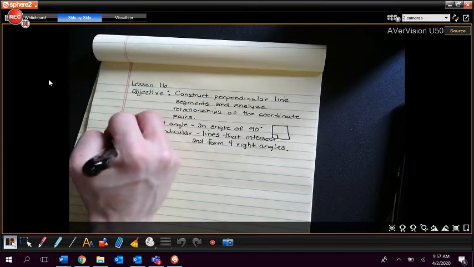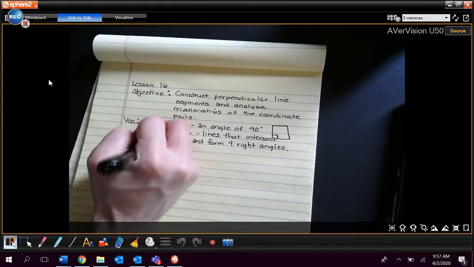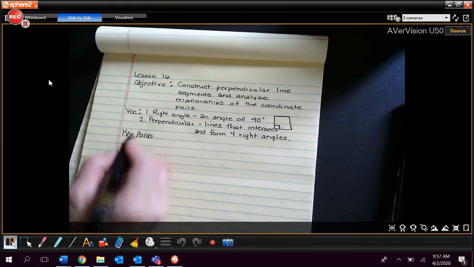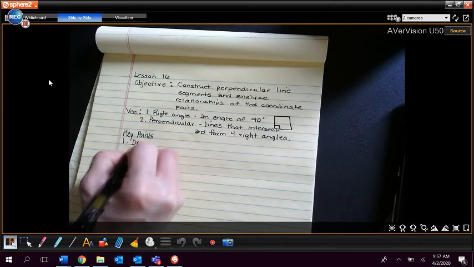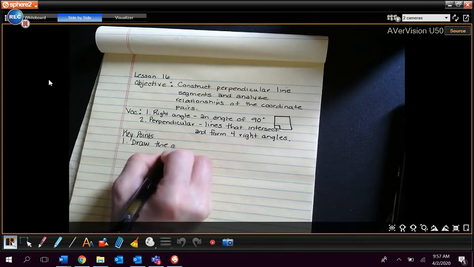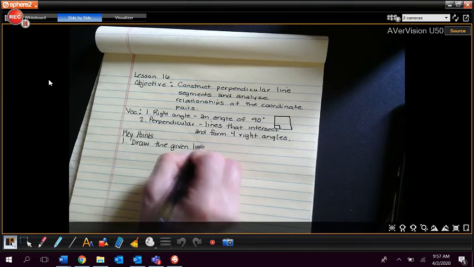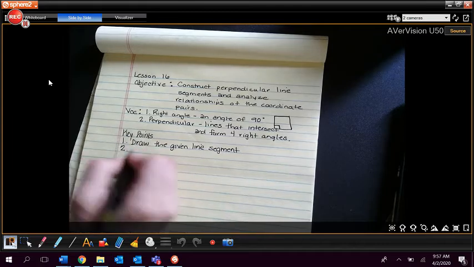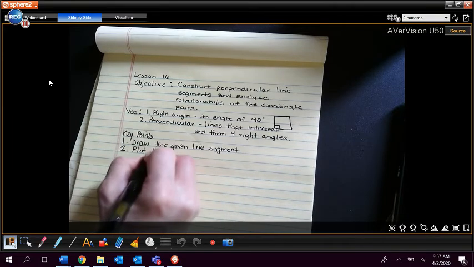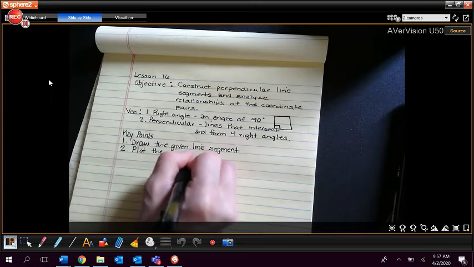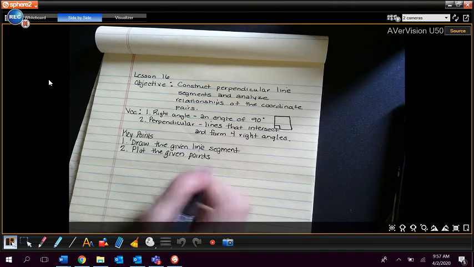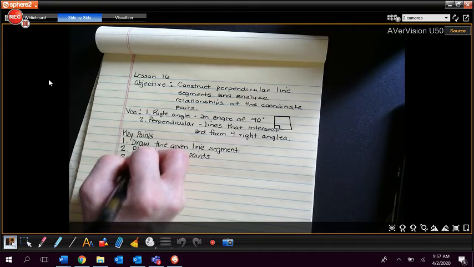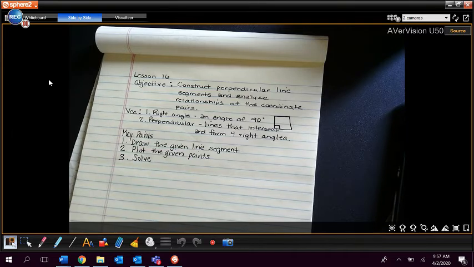And then for our key points today, which is what we will follow, number 1, we are going to draw the given line segment. Number 2, we are going to plot the given points. And then for the last key point, we are going to solve. Make sure you pause the video if you need more time writing your notes down.